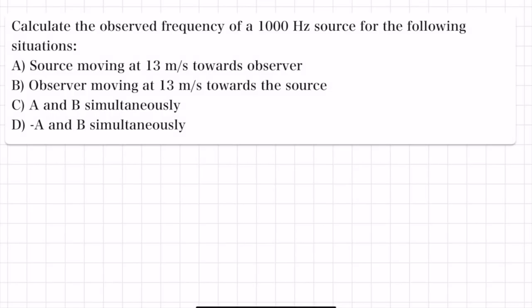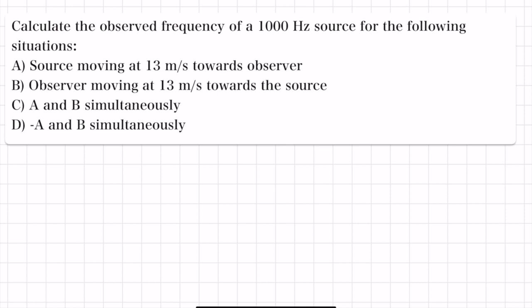So let's jump into doing an example so you can see exactly what I'm talking about and see it in action. Calculate the observed frequency of a 1000 Hz source for the following situations. A: source moving at 13 meters per second towards the observer. B: observer moving at 13 meters per second towards the source. C: A and B simultaneously. And D: negative A and B simultaneously.